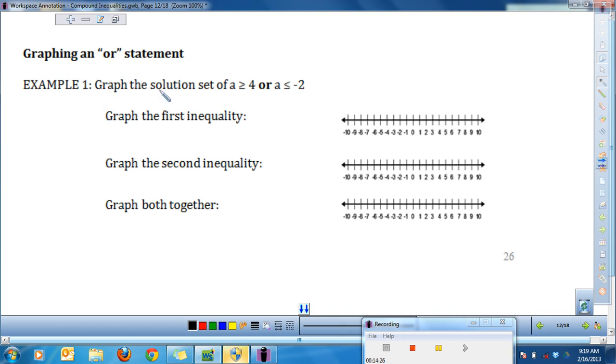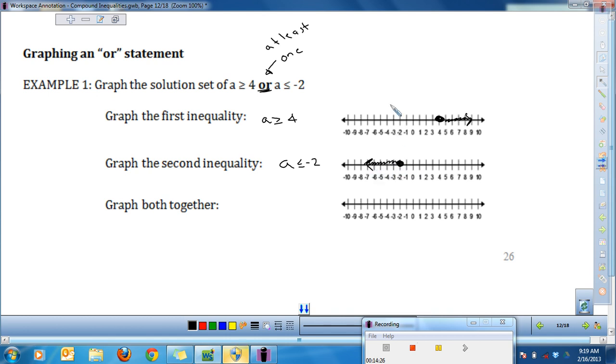So it says, graph the solution set of a is greater than 4 or a is less than or equal to negative 2. So since it's an or, it only has to work for at least one. So graph the first inequality. I'm going to graph a is greater than or equal to 4. So I'm going to draw a closed dot, and it's greater than, so I'm going to shade to the right. And then my second one is a is less than or equal to negative 2. So I'm going to draw a closed dot at negative 2. And it's less than, so I'm going to shade to the right.